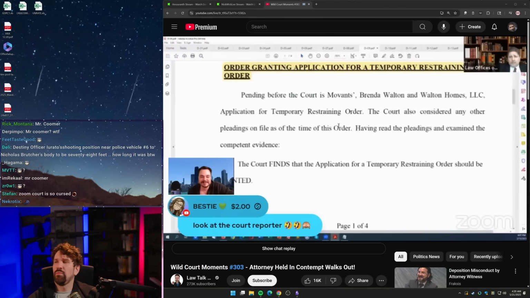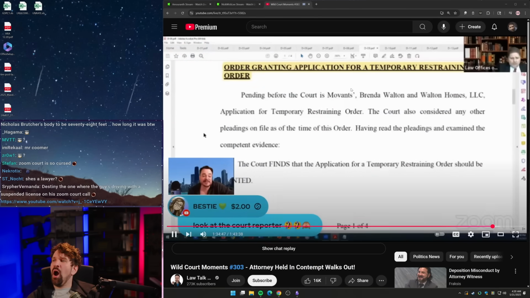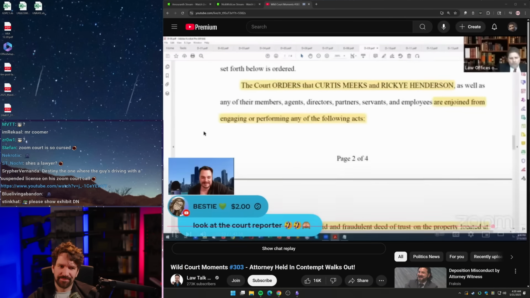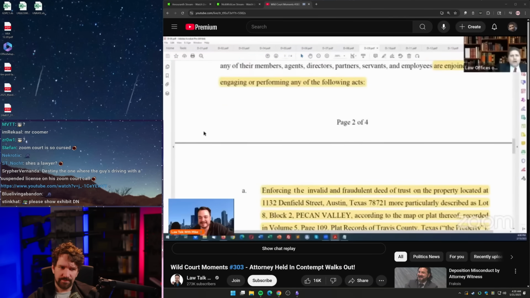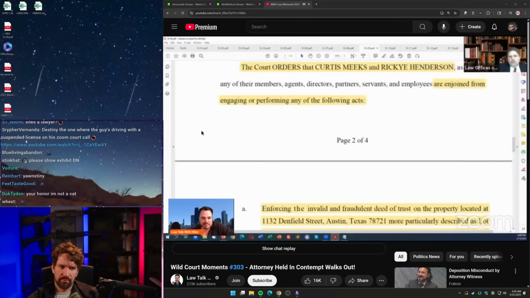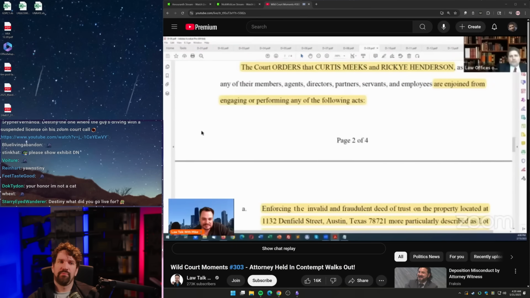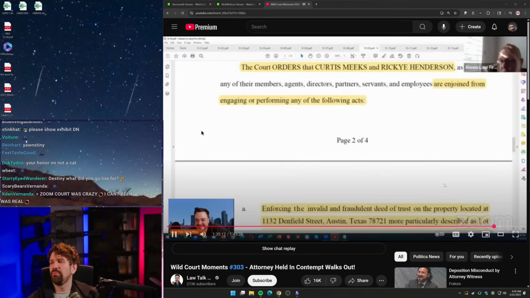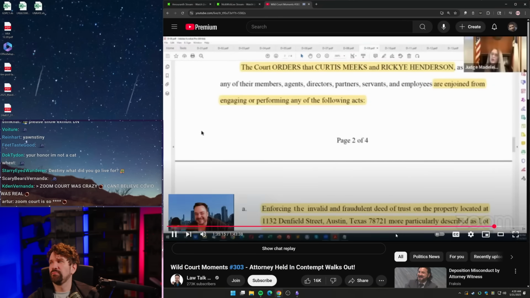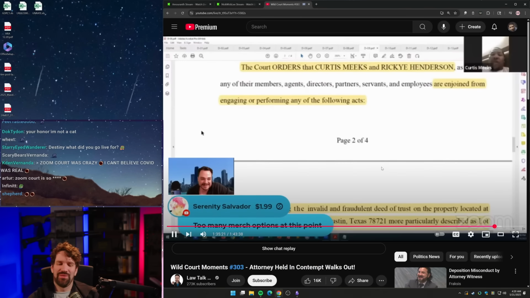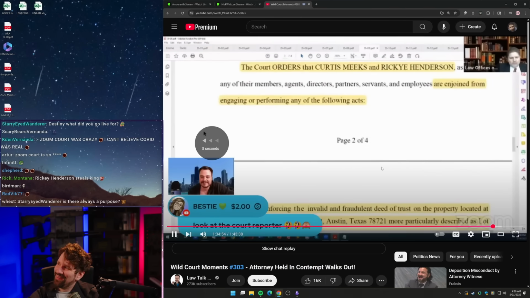This is the order granting application for a temporary restraining order. Keep scrolling down. We're looking for section 2A. Okay. Basically, if we can go up just a little bit, the court orders that Curtis Meeks and Ricky Henderson, as well as any of the... Curtis, you are to take the Fifth Amendment, your right under the United States Constitution, not answer one more question. There's no question on the table. Alexa, can I finish my question before you object? No, you cannot. What is happening? A court order for section 2A.